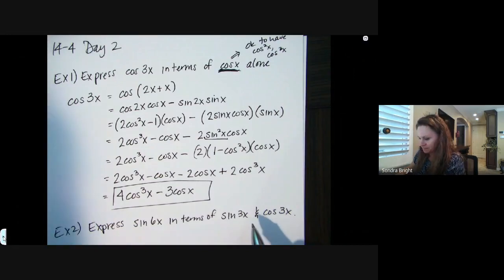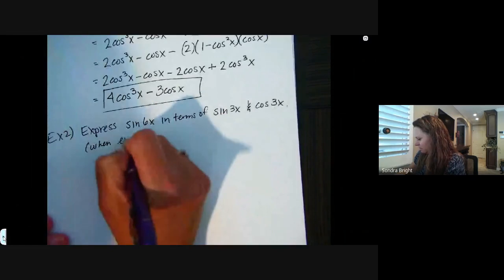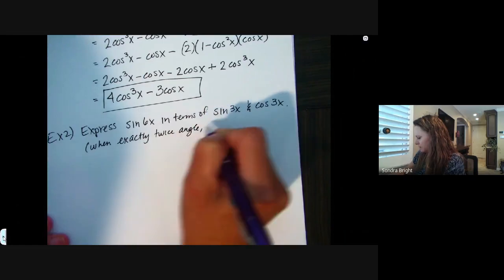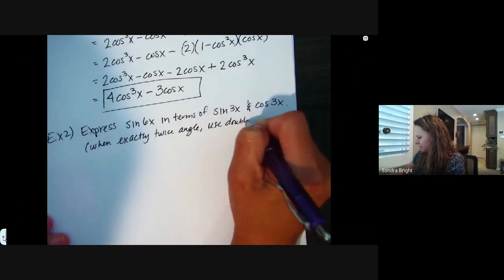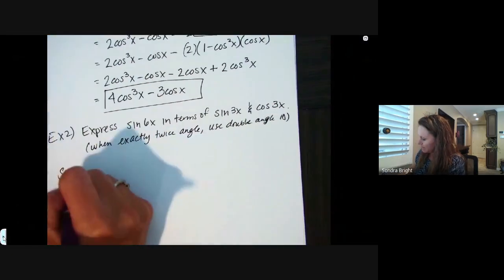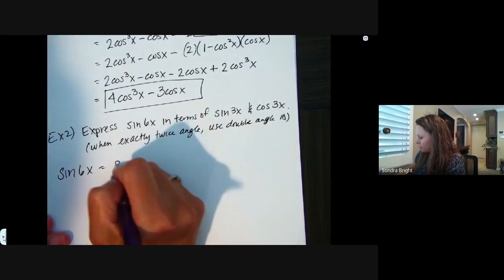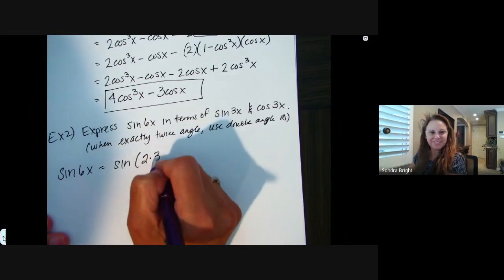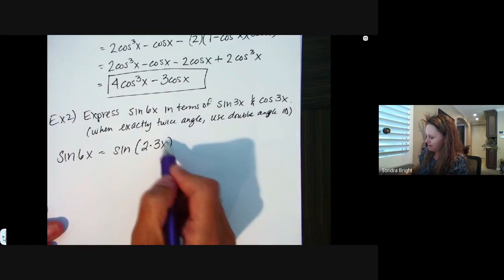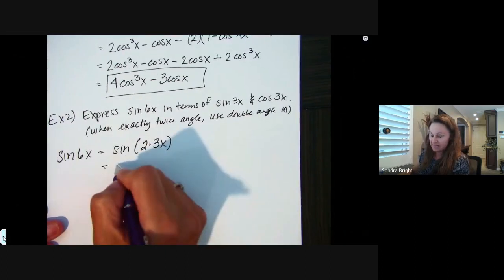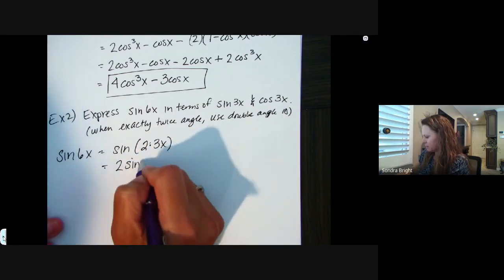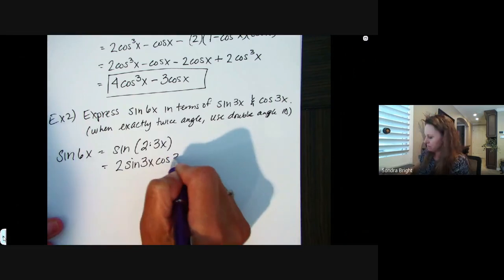So when it's exactly twice the angle, use the double angle identities. So sine of 6x is equal to sine of 2 times 3x. Oh, nice. All right, so this is your angle. It's like sine of 2 theta. This is your theta. That's equal to, using the double angle identity for sine, 2 times sine of the angle, which is 3x, times cosine of the angle. There you go. You're done.